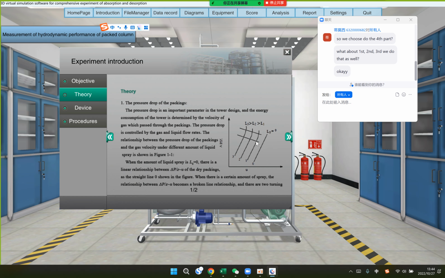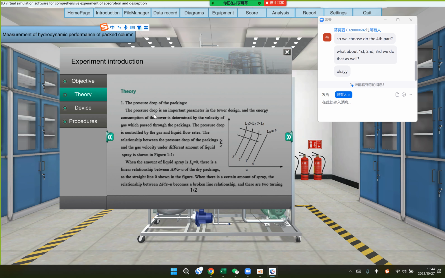The first point we can call the loading point, and the other point we call the flooding point. Between the loading point and the flooding point are the appropriate operating conditions for the absorption tower. So I'll just read them.